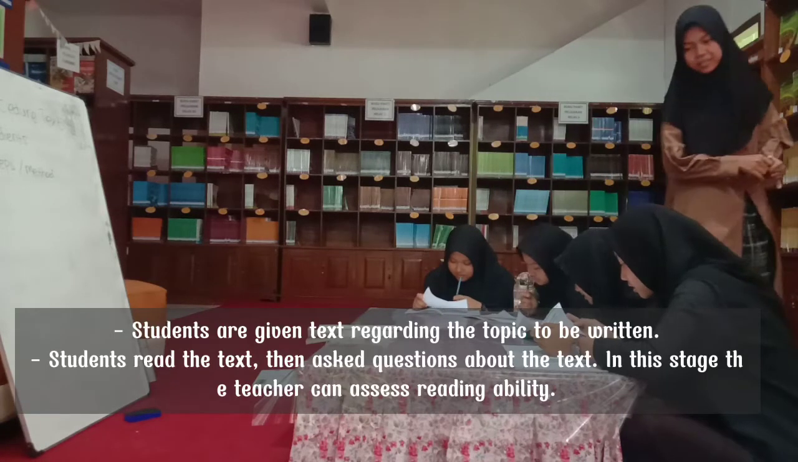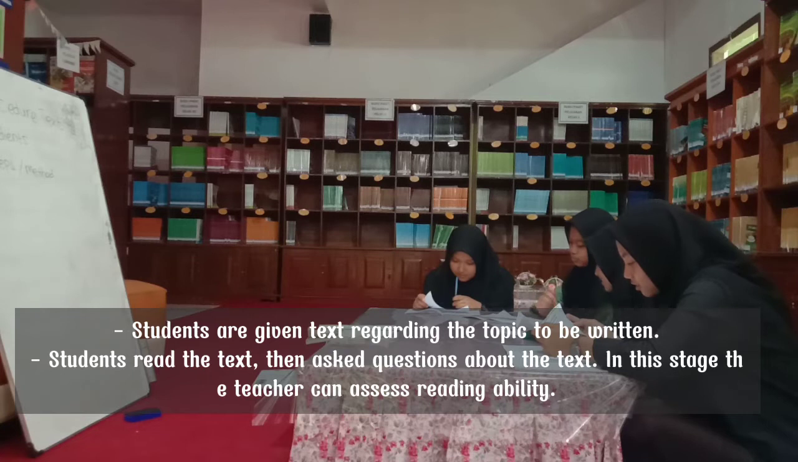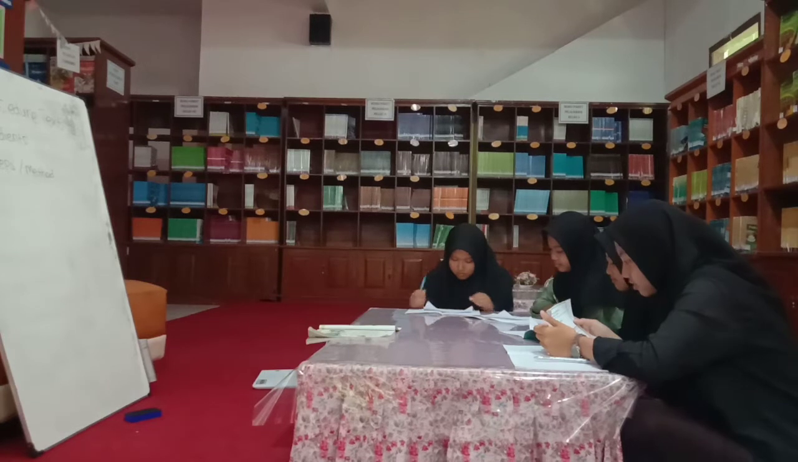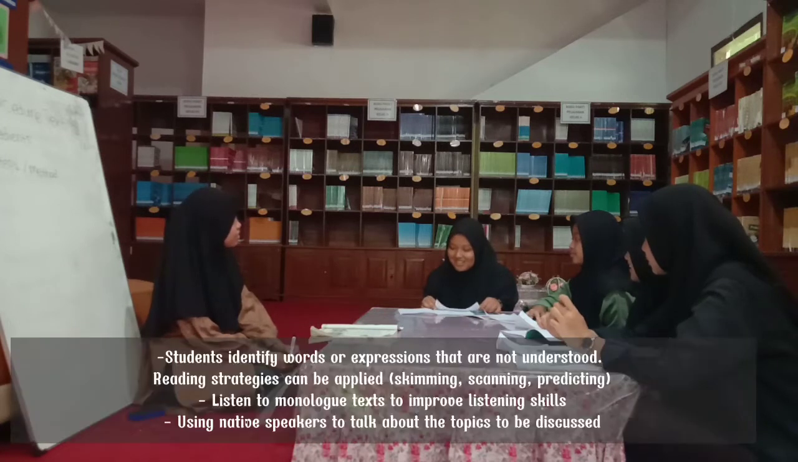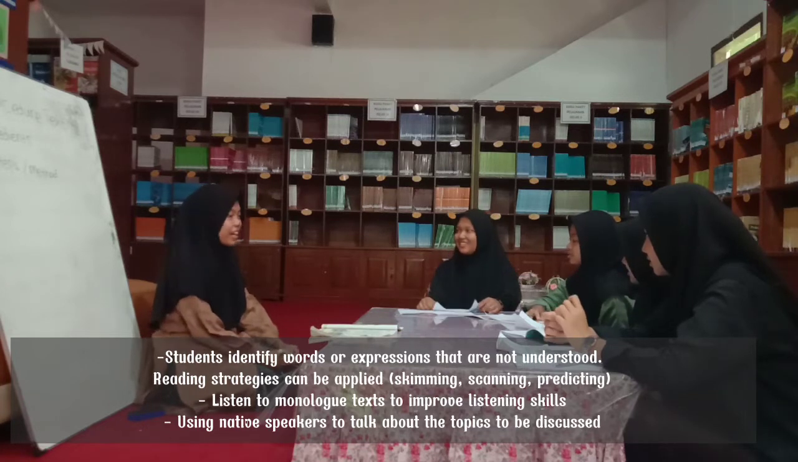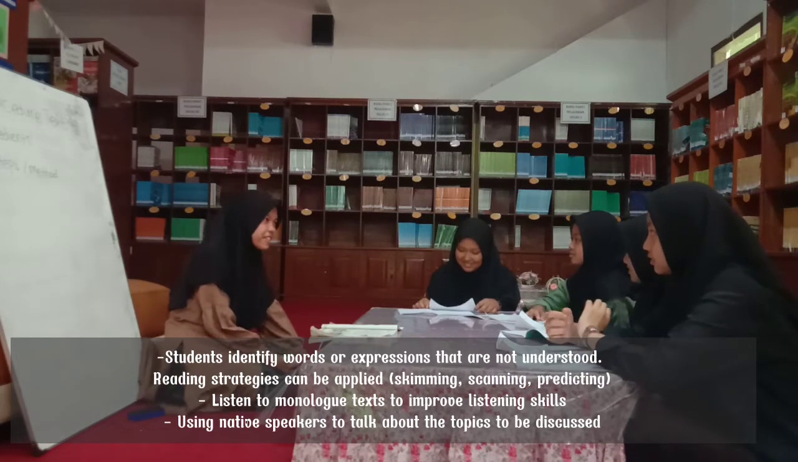The first is students are given text regarding the topic to be written. The second is students read the text, then ask questions about the text. In this stage, the teacher can assess reading ability. The third is students identify words or expressions that are not understood. Reading strategies can be applied, that is, skimming, scanning, and predicting.